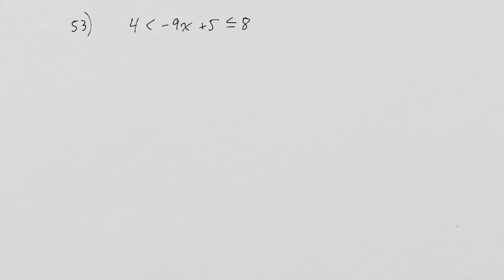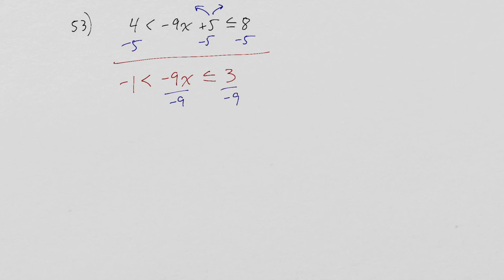Okay, here we're going to get rid of the 5 from the middle by putting it on both sides, so I'm going to subtract it. We'll subtract it from each section. A positive 4 and a negative 5 give us a negative 1. Positive 8 and a negative 5 give us a positive 3. So now I'm going to divide everything by negative 9. And be careful, because we're dividing by a negative, these inequalities are going to flip directions. Okay, so let's do it like this.